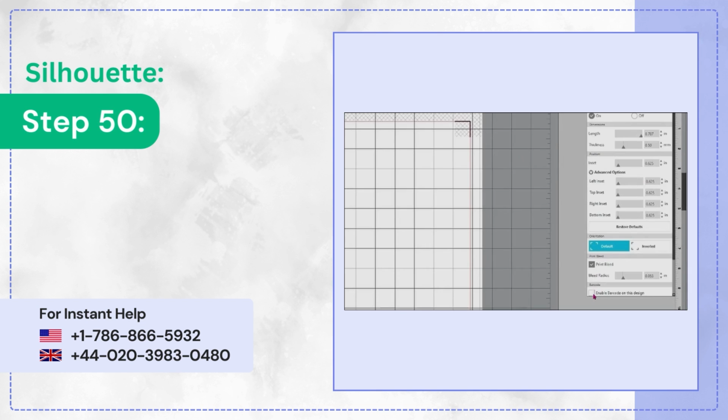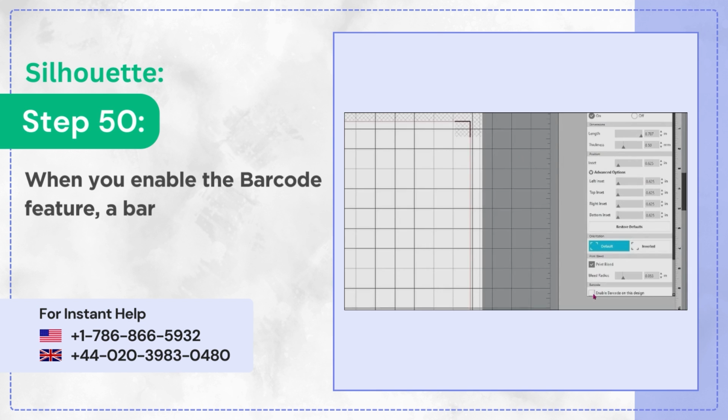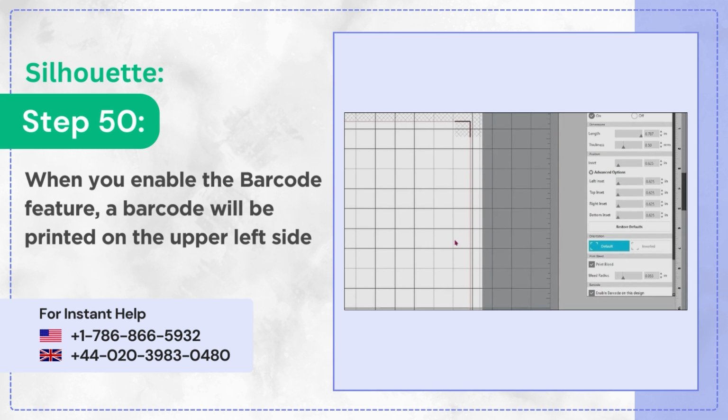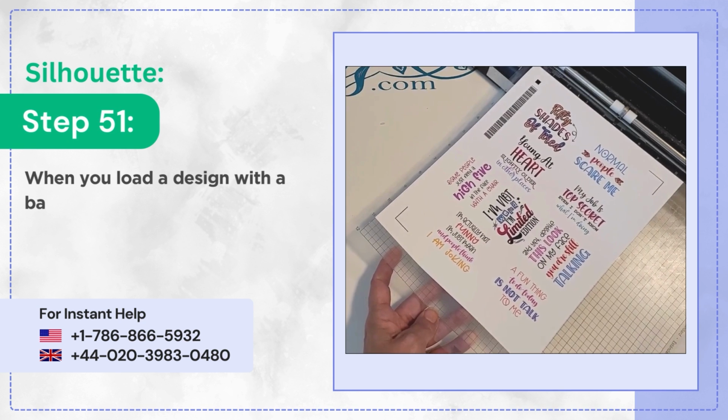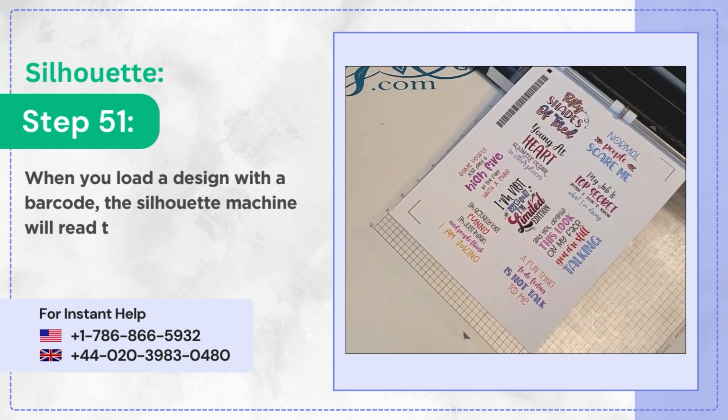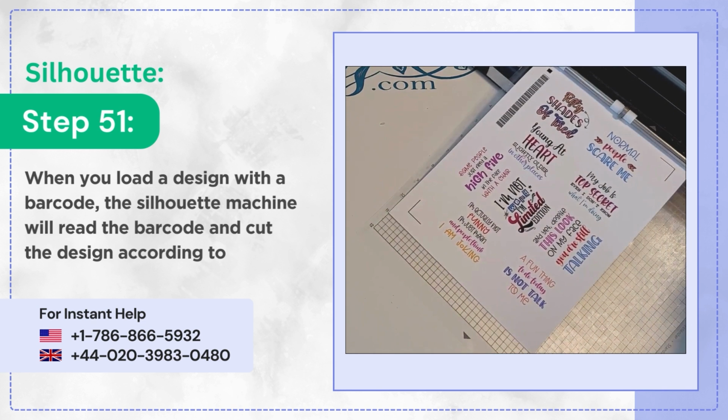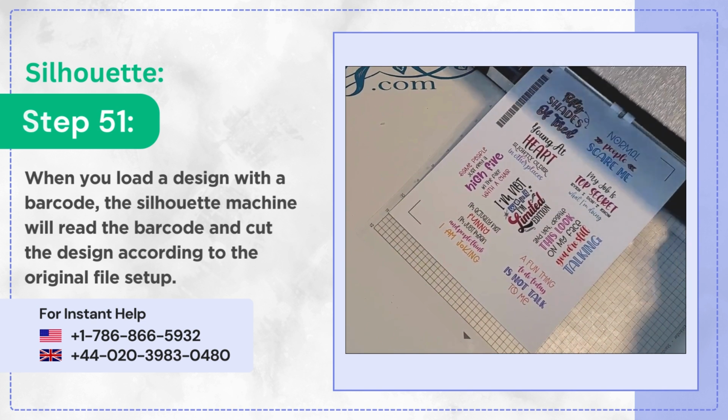Step 50, when you enable the barcode feature, a barcode will be printed on the upper left side of the print and cut design. Step 51, when you load a design with a barcode, the Silhouette machine will read the barcode and cut the design according to the original file setup.